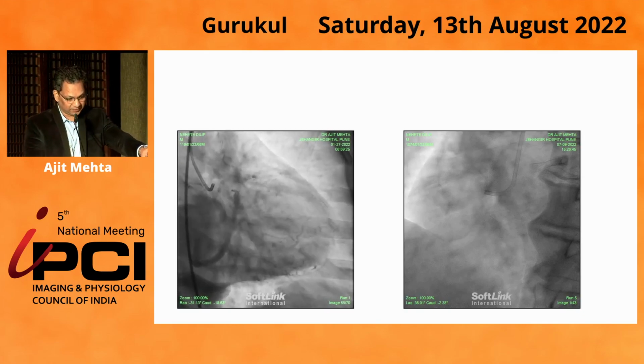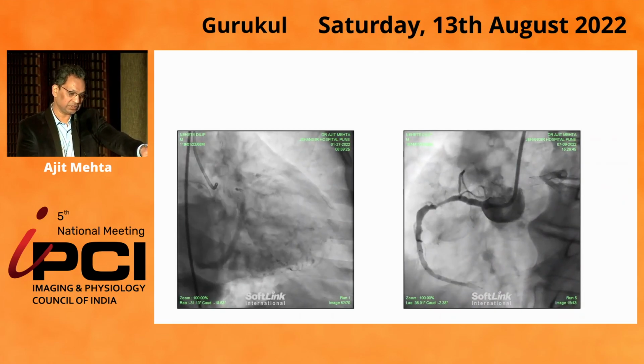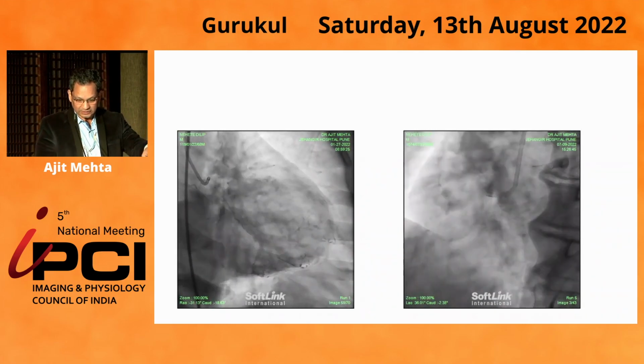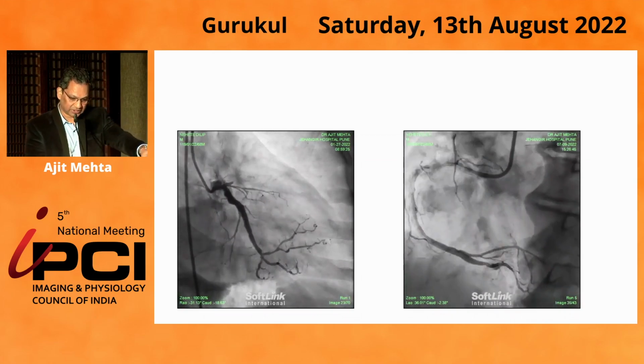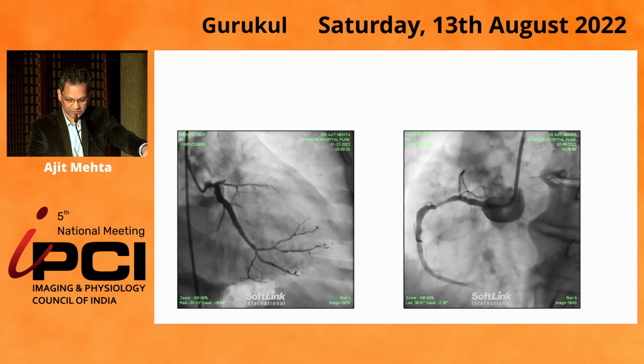Proximal LAD had significant calcification and thrombotic occlusion, 100% occlusion. The disease was extending into the left main as well, and the right coronary artery also showed significant disease in the proximal RCA with significant calcification.